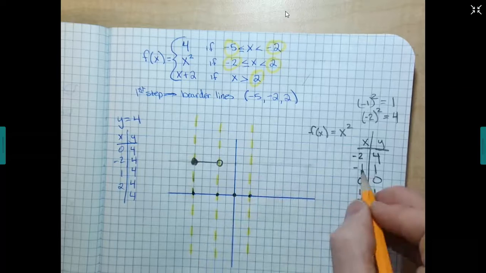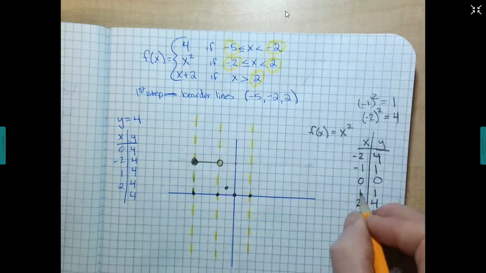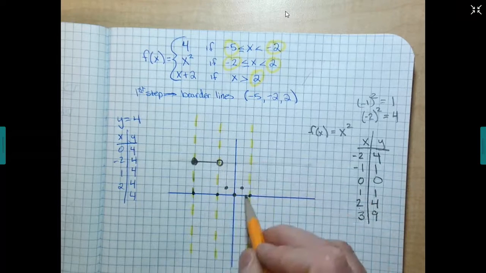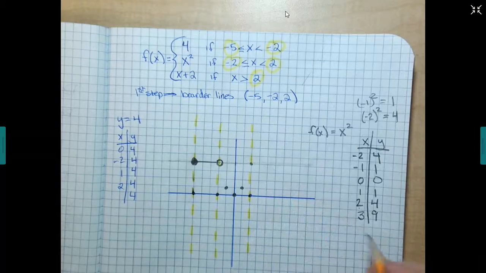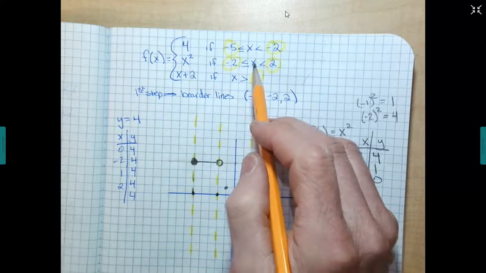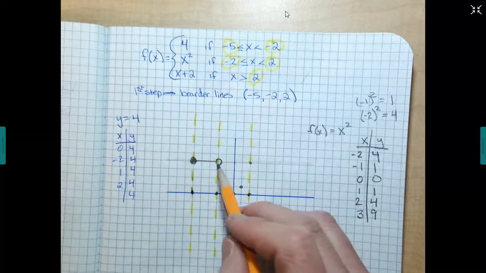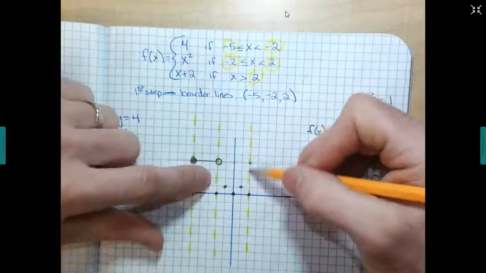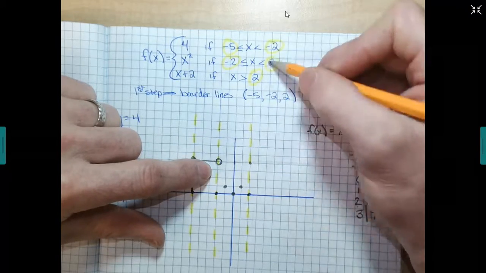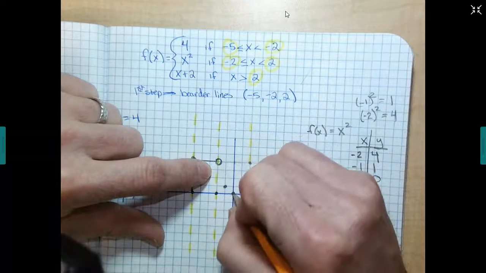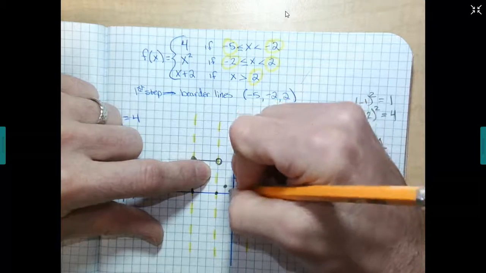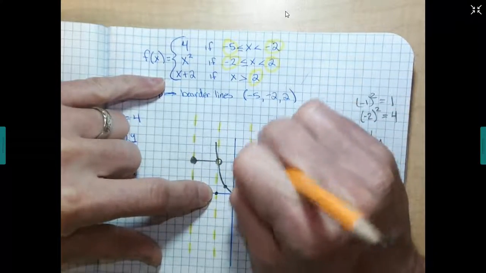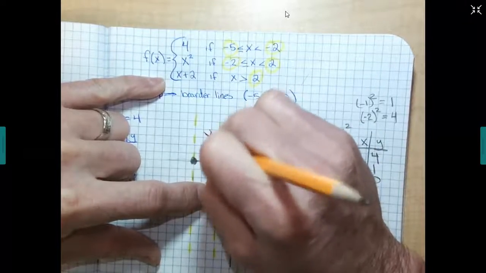So I have 0, 0, negative 1, 1, positive 1, 1, negative 2, 4, positive 2, 4, and then 3, 9. But look, x is greater than or equal to negative 2, so it's bigger than this. And then it's less than 2. So my parameters are right here. So I'm going to stop there. This 3 is not included in this equation. So if I were to draw it, it would look like this. But anything outside of negative 2 and 2 is not included. We'll take that out.